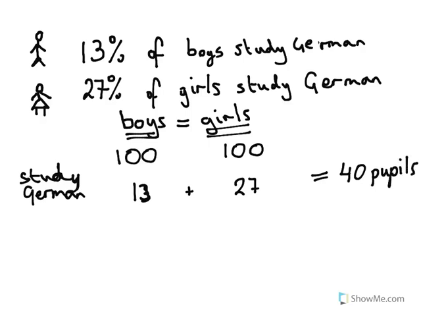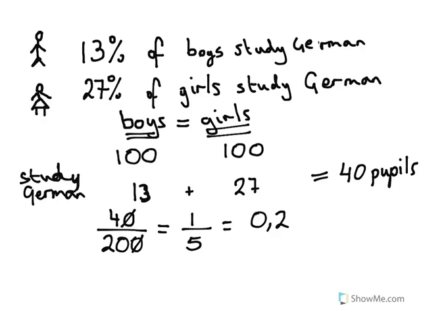40 pupils study German. And what's the total number of pupils? Well, we have 200 pupils in total, 100 boys and 100 girls. So the percentage of children that study German is the 40 boys and girls who study German divided by the 200, giving us 4/20ths, which is the same as 1/5, which is the same as 0.2, the decimal. 1 divided by 5 is 0.2, which is the same as 20%.